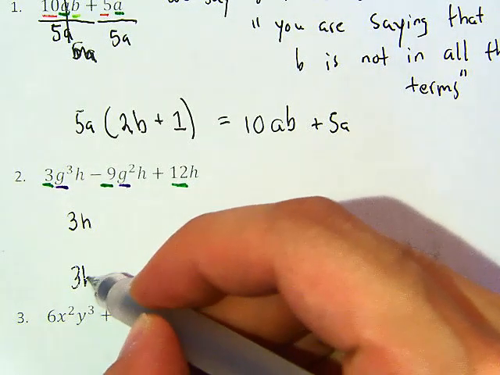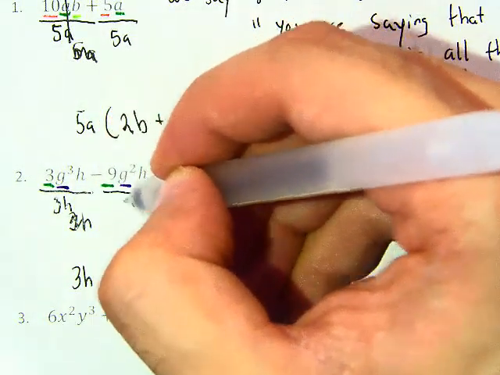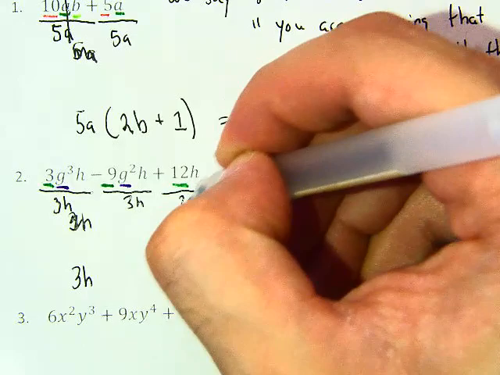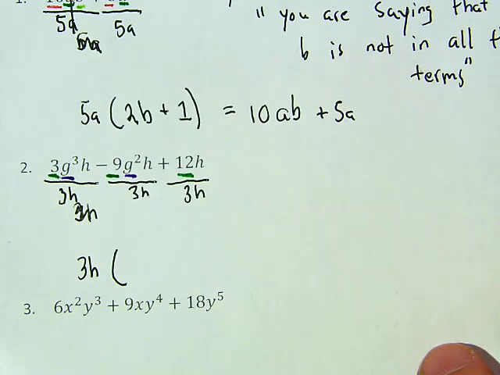And what am I going to do with that 3h? I'm going to divide this by 3h. I'm going to divide this by 3h. And I'm going to divide this by 3h. And whatever I get, I'm going to put it over here. So here, let's just take our time.